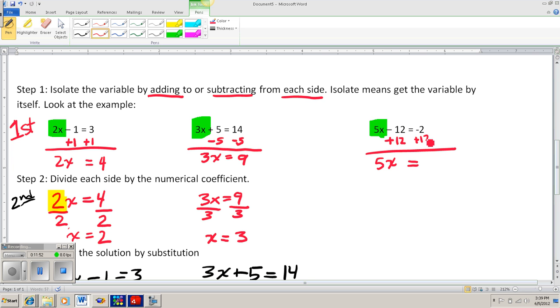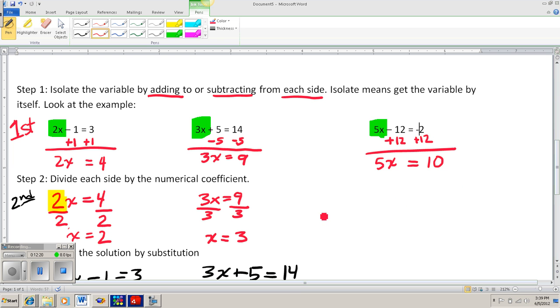Equals, now here's something we really have to pay attention to. Negative 2 plus 12. Remember doing this with tiles? Do you remember how to add that together? What's your answer going to be? Positive or negative? It's going to be positive because these two negative tiles will cancel out 2 of the positive tiles, and you'd be left with positive 10.